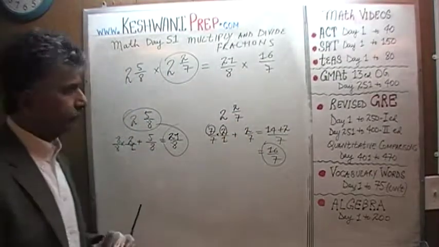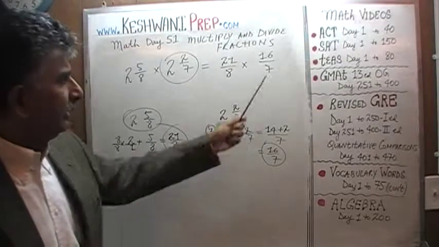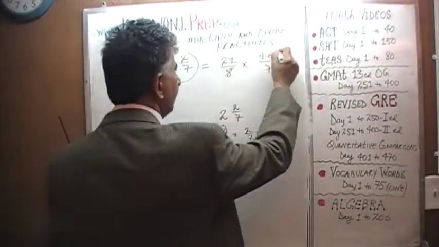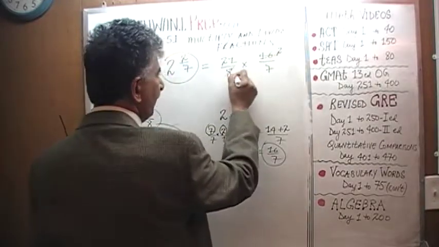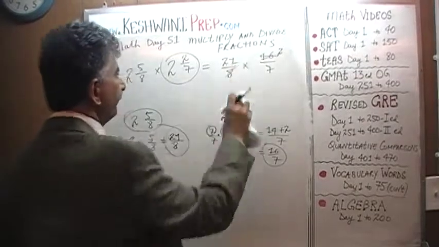We are almost done. We see 8 on the bottom and we see 16 on the top. Let's divide top and bottom by 8. When we divide top and bottom by 8, 8 is going to drop out and 16 becomes 2. And of course it doesn't drop out, there's a 1 here. But we don't have to write the 1 because everybody knows that the 1 is there.